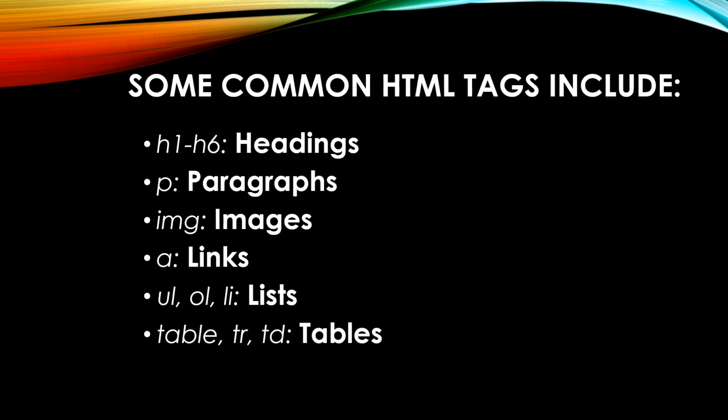And then we have lists: ul, ol, and then li. They are all lists. ul means unordered list, ol means ordered list, and li means list item. So they are all lists. They are used to add lists to our web pages, and then table, tr, and td. They are all also used in creating tables.